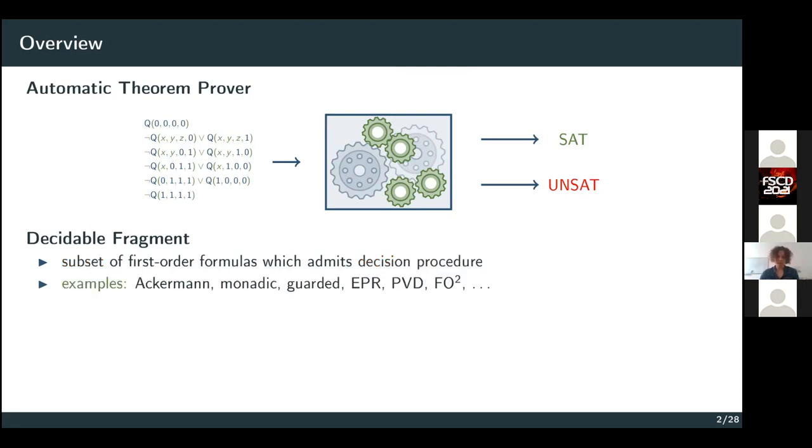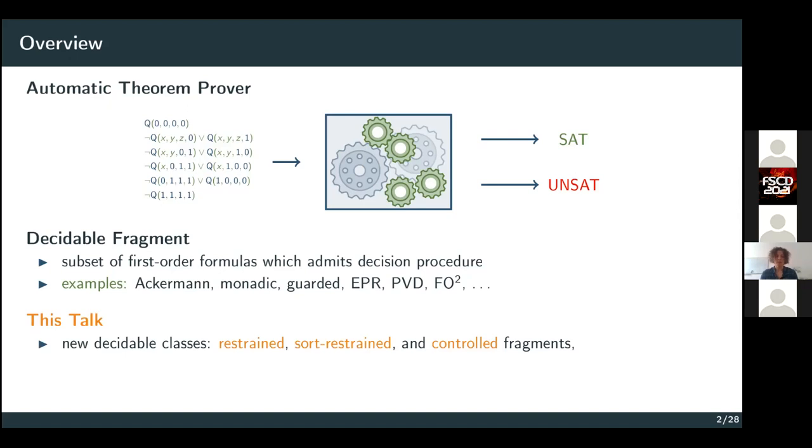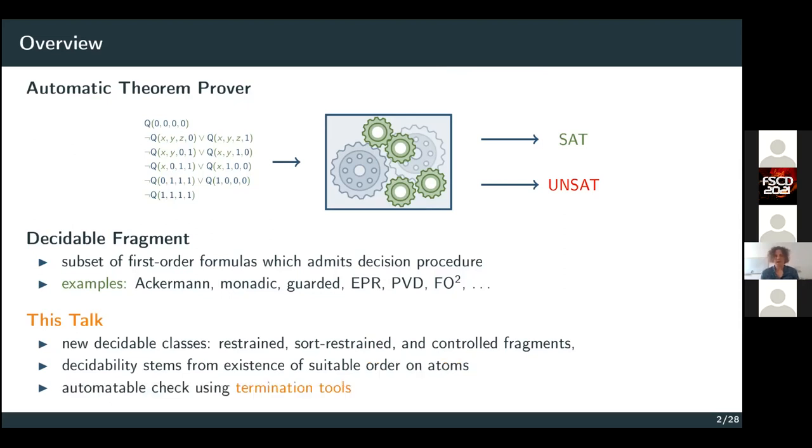Several such fragments are known, for instance, the Ackermann, the guarded, and the Bernays-Schönfinkel fragment. And in this talk, I will present new decidable classes of first order logic called the restraint, the sort restraint, and the controlled fragments. They will be decidable by variants of resolution and the method called SGDS that I will try to explain. These fragments share the property that decidability stems from the existence of a suitable order on atoms. And so to check whether such a suitable order exists, we can exploit termination tools from the area of rewriting.